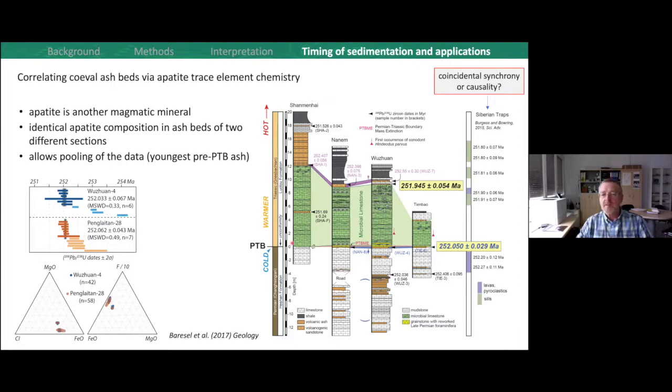So this ash bed is at the very end of the Permian, just before the Permo-Triassic boundary. So this would be another way of correlating ash beds between different sections. It has not really been repeated so far.